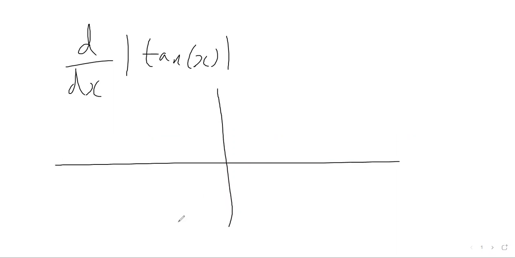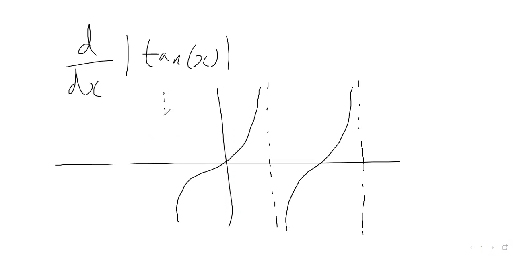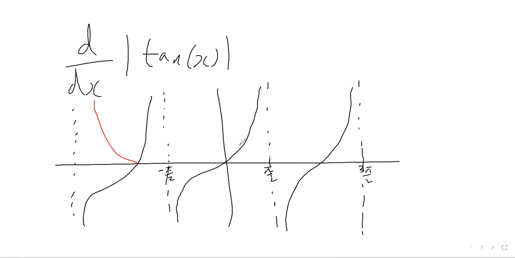If you think about a sketch of a tangent graph, it looks something like this. We've got asymptotes at these odd multiples of pi over 2. Something like this. That's pi over 2 there, 3 pi over 2, and so on, and negative pi over 2, negative 3 pi over 2, and so on. So we know, therefore, that if we sketch the modulus of tan x, it's going to look something like this, roughly.